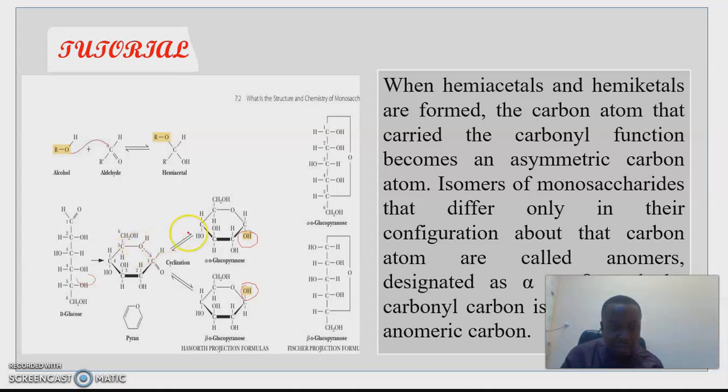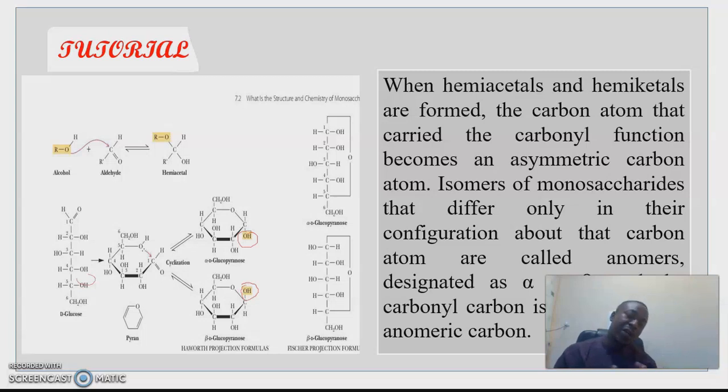This center is called an anomeric center, also called the anomeric carbon. So this is another form of stereochemistry where we have the alpha form and the beta form.